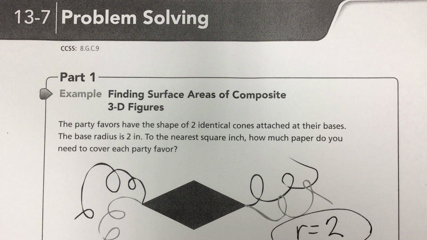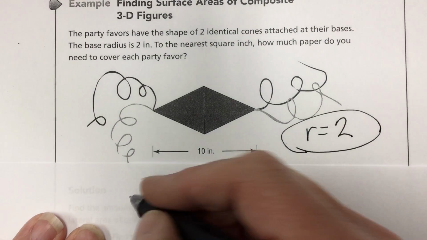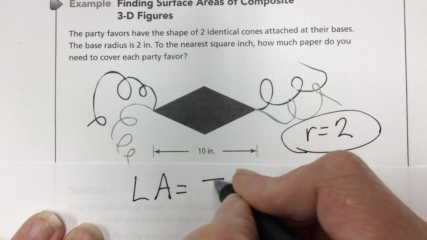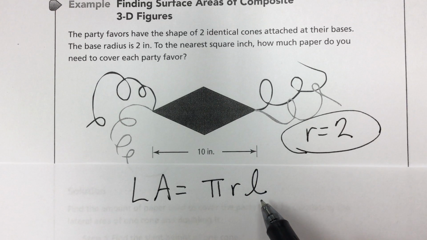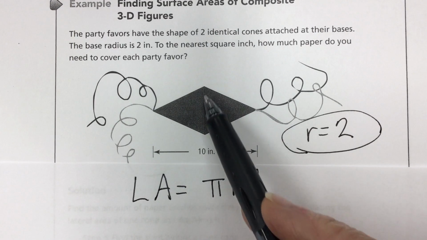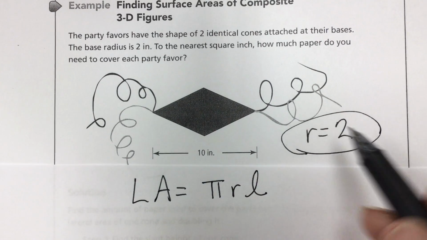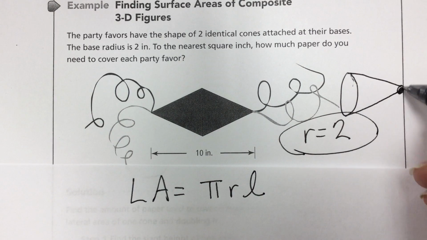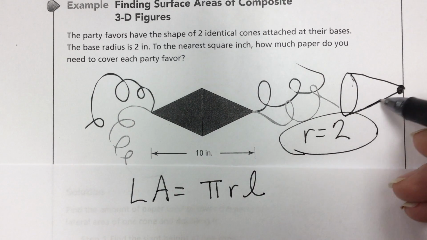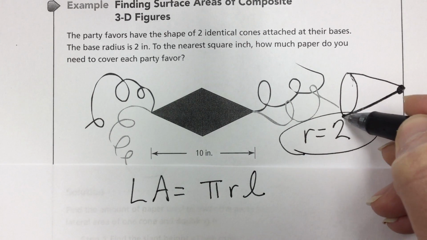So we will need to find the amount of paper used to cover the party favor by calculating the lateral area of one cone and then doubling it. Remember, the lateral area of a cone is pi r L. L is your slant height. So what is the slant height of this cone? Remember, for a cone, your slant height is the distance from the vertex on the outside of the cone down to the base of the cone.